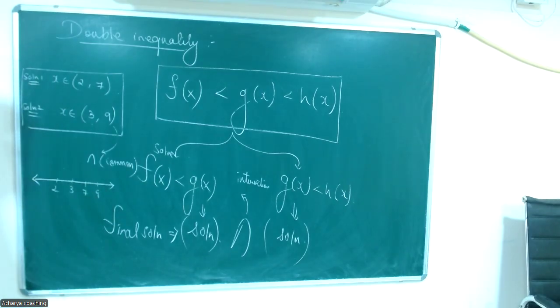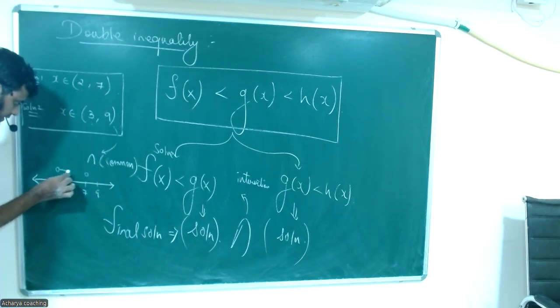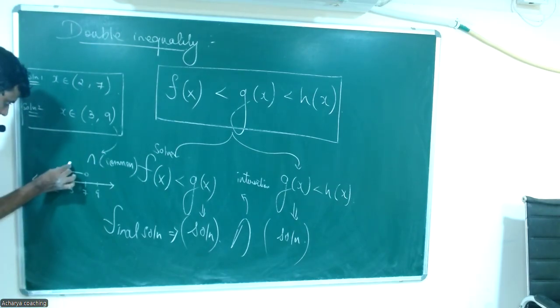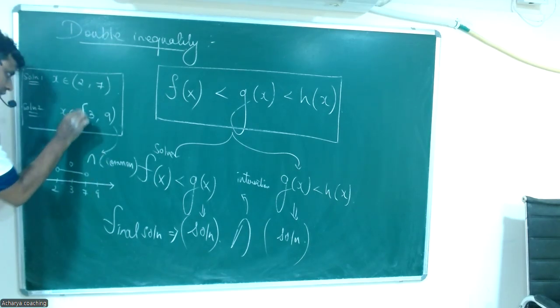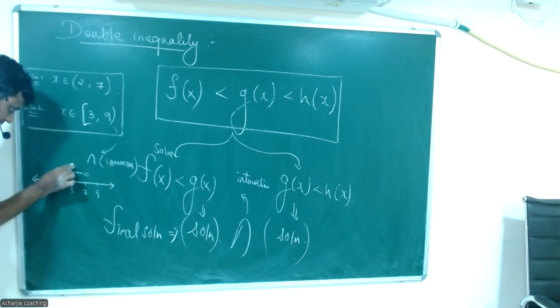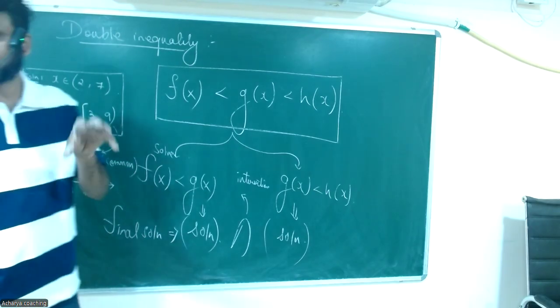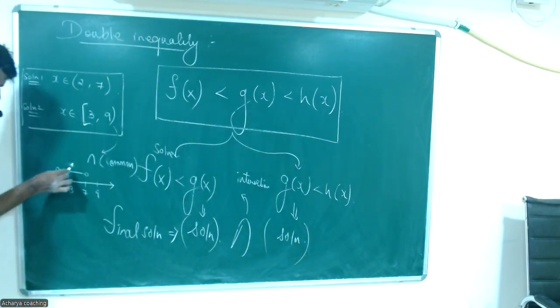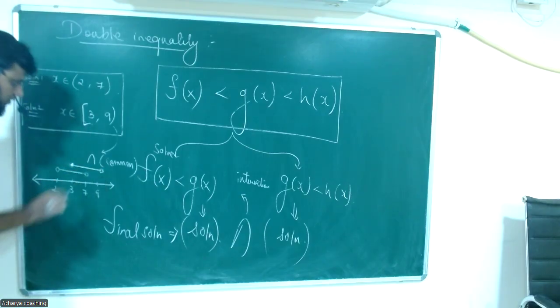Interval form I have explained, right? 2 is not included, 7 is not included, as in the last class. So 2 to 7 means 2 hollow, 7 also hollow. This is for solution 1. Next, solution 2, 3 to 9. So 3 here, hollow, and 9 also not included. For example, I'll just take 3 included. 3 included means a dark circle. A hollow circle means that value is not included. A dark circle means that value is included. So 3 till 9, where 9 is not included, hollow.